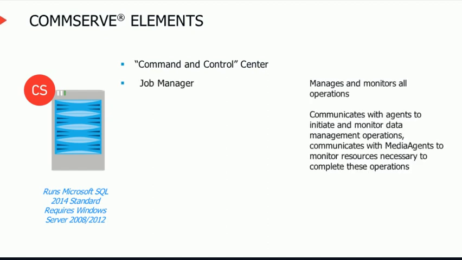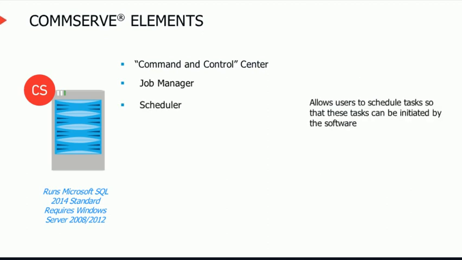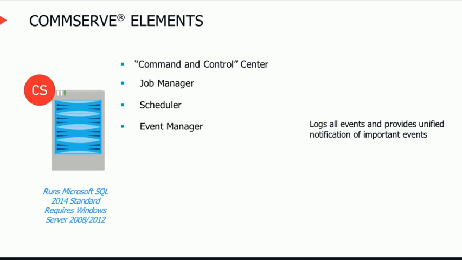The Job Manager element manages and monitors immediate or scheduled operations throughout the CommCell group. The Job Manager communicates with agents in order to initiate and monitor data protection and data recovery operations. The Job Manager communicates with media agents to monitor the resources necessary to complete these operations. The Scheduler allows users to schedule tasks so that these tasks can be initiated by the software. The CommServe also controls the Event Manager and Alert subsystems.